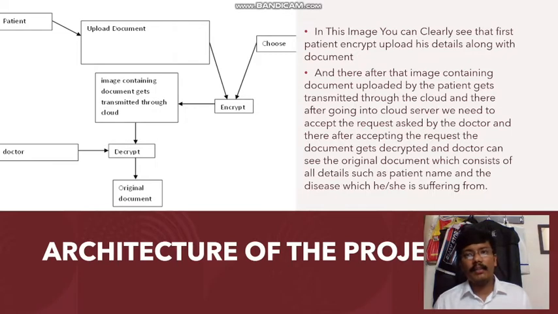And you can see, first the patient encrypts, like first of all the patient uploads the document, and after that the image containing the document uploaded by the patient gets transmitted to the cloud. Thereafter, going into the cloud server, we need to accept the request asked by the doctor, and upon accepting the request, the document gets decrypted, and the doctor can see the original document written by the patient, which consists of all details such as the patient name and the disease which he or she is suffering from. He or she means the patient over here.